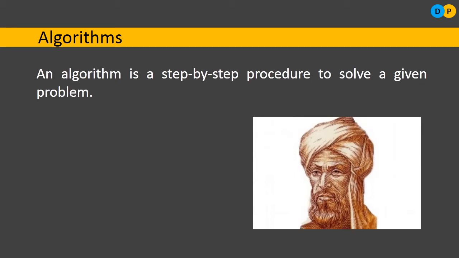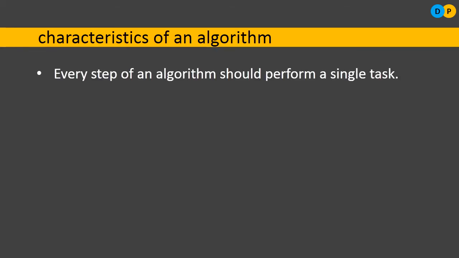Now let us understand the different characteristics, or essential things, that need to be there in any algorithm. The first characteristic is that every step of an algorithm should perform a single task. As I mentioned earlier, algorithm is a step-by-step procedure. So we may write an algorithm for finding the sum of two numbers or the factorial of a given number. An algorithm may have any number of steps, but each step within the algorithm should perform a single task.